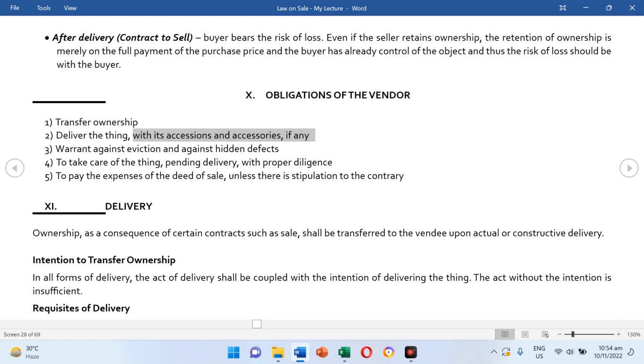Third, warrant against eviction and against hidden defects. So this is a natural element. Even if they are not agreed upon by the parties, automatic pag nagbenta si seller, wina-warrant niya against eviction, against hidden defects.